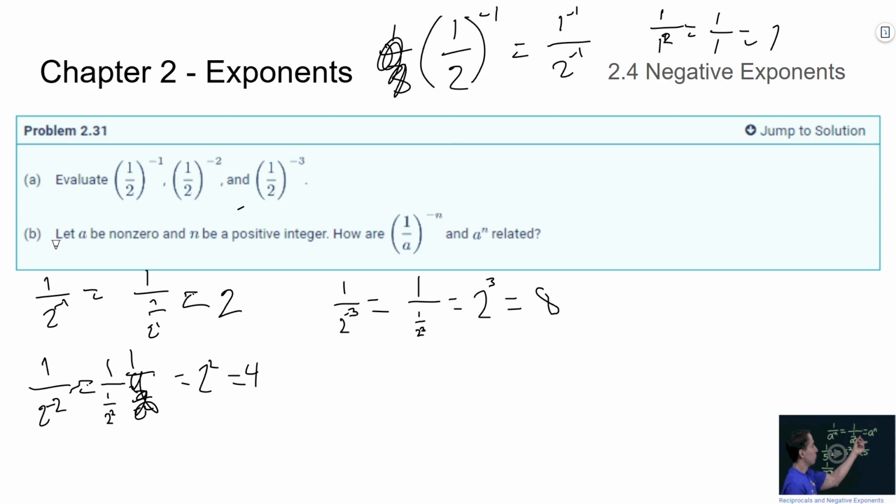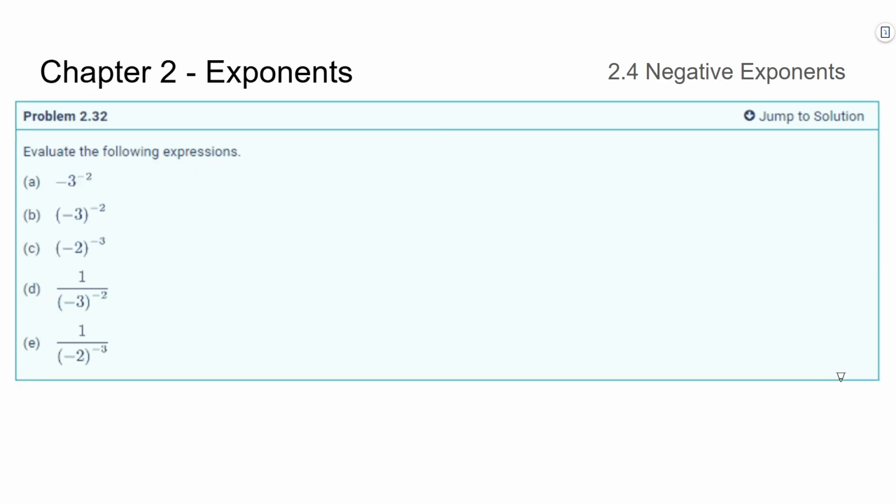All right, so if a is non-zero, then how are these two related? If we know that this negative exponent is going to get applied to the denominator, then you know that's going to become the reciprocal of the reciprocal. So that's going to end up equaling a to the n. Again, there's a video here you can go and check out. All right, give these 5 expressions a shot. I think we're getting towards the end, so power through and let's make it through.